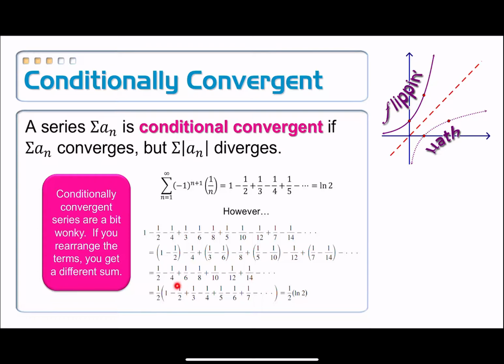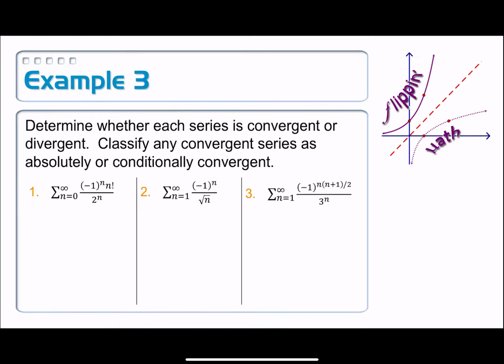What's in parentheses here is exactly the sum that we started with, which we said was equal to the natural log of 2. So we've just been able to show that the sum of this series is not just the natural log of 2, it's also half of the natural log of 2. What? What this means is that when you have a conditionally convergent series, things like the associative property and the commutative property don't hold true anymore. If you rearrange those terms, you would get a completely different sum. That's absolutely crazy.